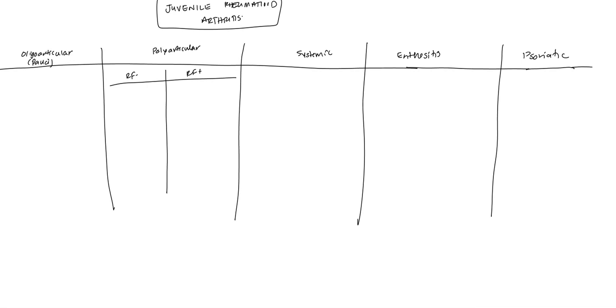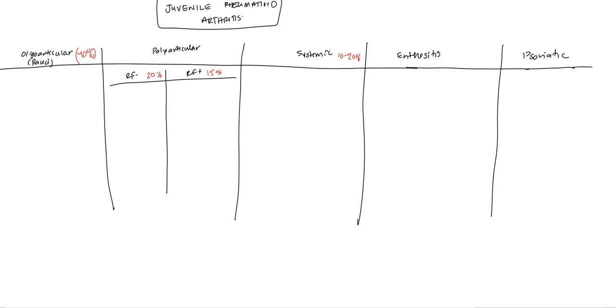So which is the most common? The most common is going to be oligoarticular with 40%. Between rheumatoid factor negative and rheumatoid factor positive, negative is slightly more common, so 20% and 15%. Systemic tends to be 10 to 20%, and the other two are pretty rare. So let's talk about the definition of each one.